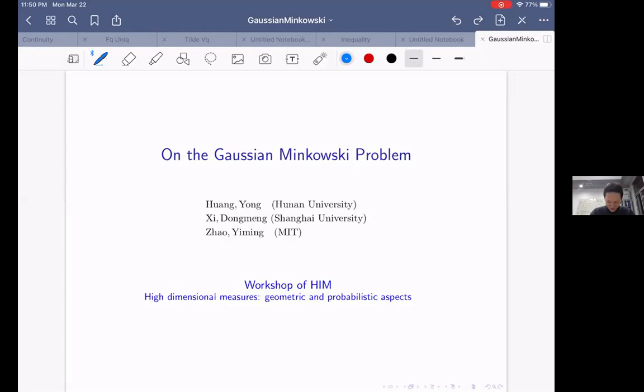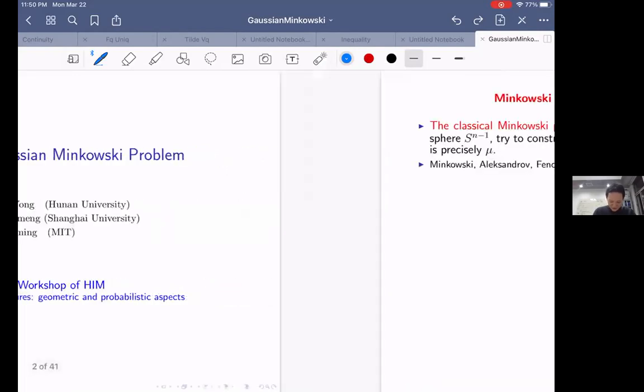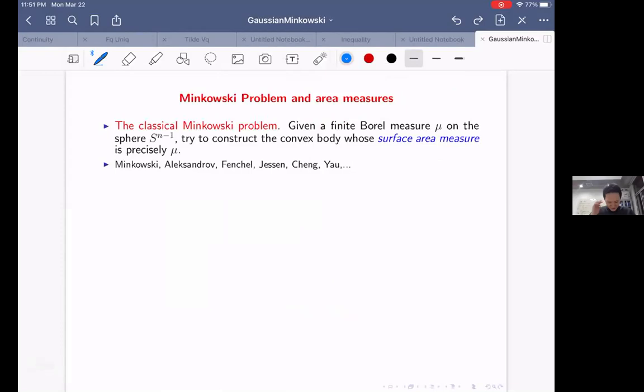Today I'm going to talk about the Gaussian Minkowski problem, and this is joint work with Huang, Yong, and Zhao Yiming. The classical Minkowski problem asks to construct a convex body whose surface area measure is pre-given.